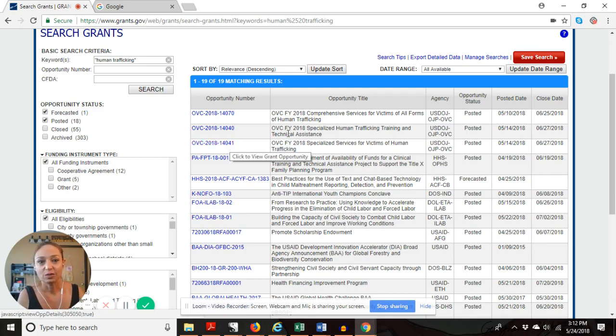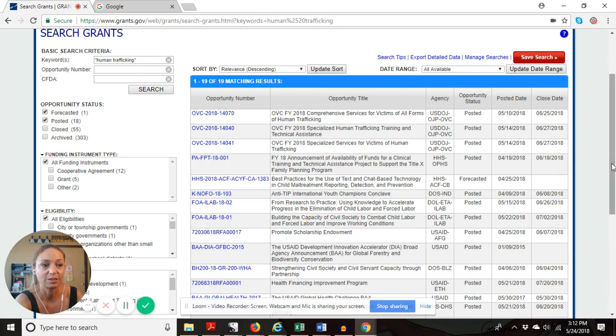So how would I check this out? Right there, just on the snapshot before you go into it, you're going to be able to see, does this kind of meet possibly what I want to do? And has it closed yet? All right. So sometimes, as you can see, this one down here, chat-based technology and child maltreatment, if you go across, it was posted on April 25th, and it has no close date. That means they just haven't published when the close date is yet. So it might take a little bit of time.